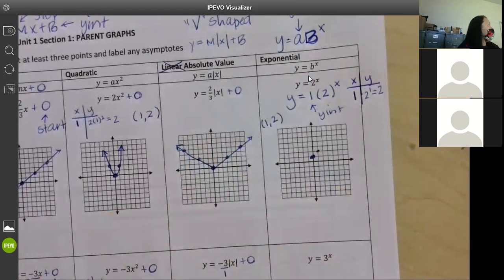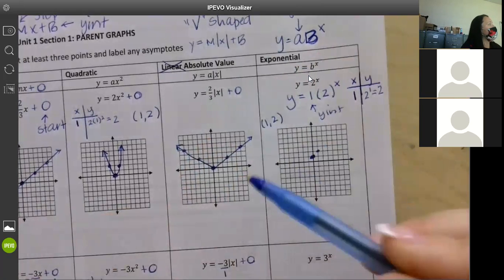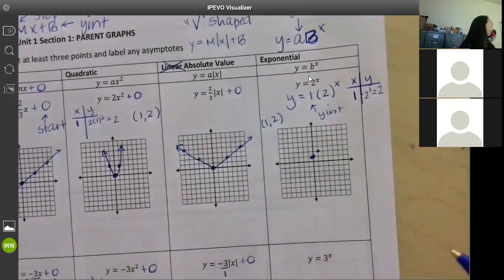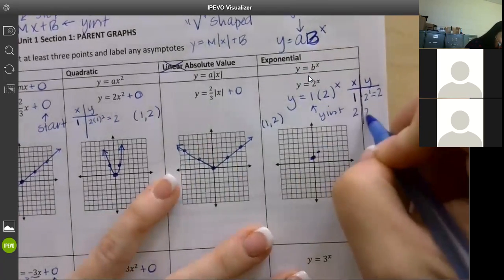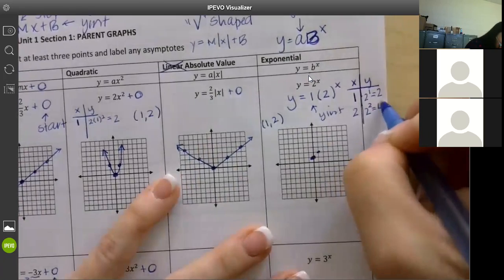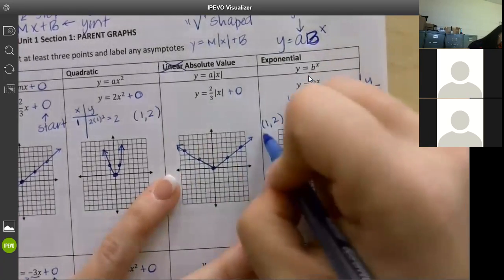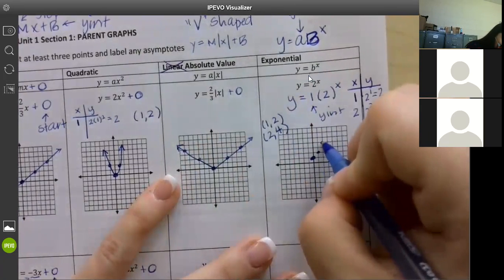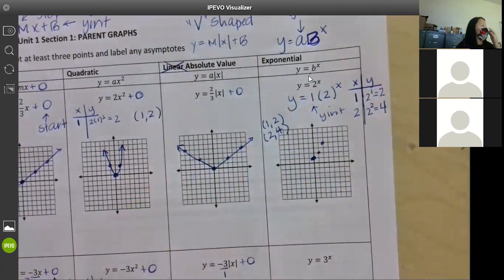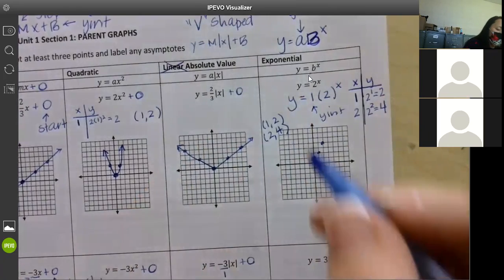Remember, we need 3 coordinates. I'm not going to do the other side because that's going to get me into fractions and I don't want to deal with that, okay? So I'm just going to estimate the other side because we're just sketching. I'm going to do 2. 2 squared is 4. So my next coordinate is 2, 4. I plugged in 2 and I got 4. That is all you need.